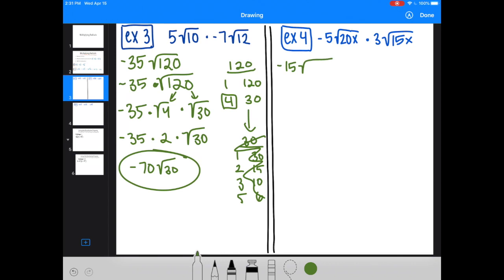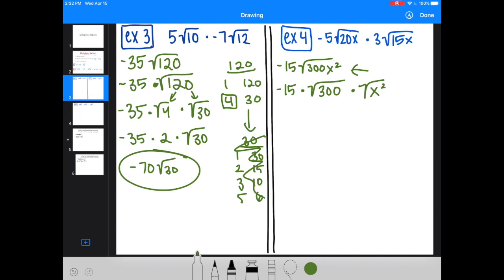20 multiplied by 15 gives me 300. And x times x gives me x squared. Think back to our properties of radicals in order to simplify it. This stuff we have left can be expanded out to negative 15 multiplied by square root of 300 multiplied by square root of x squared.